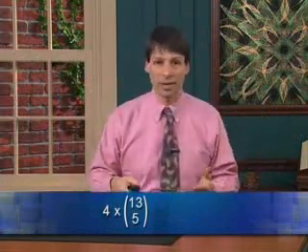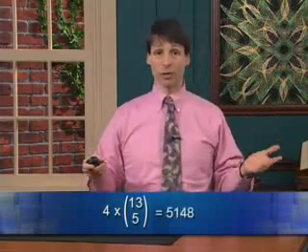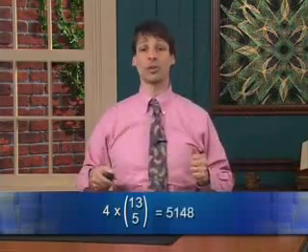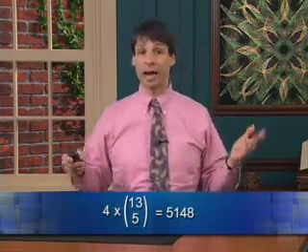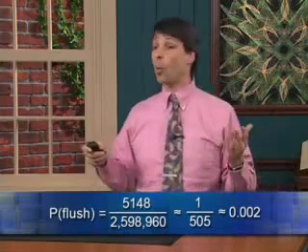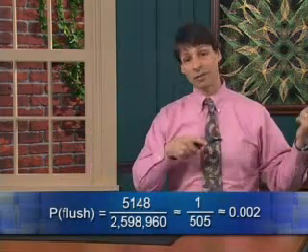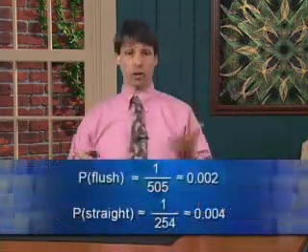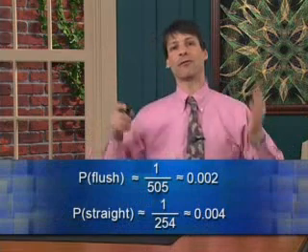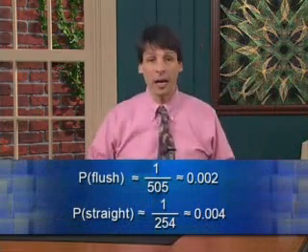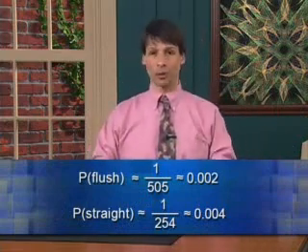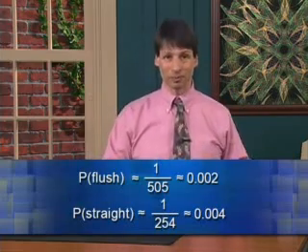And that can be done 13 choose 5 ways. So the total number of ways of doing it is 4 times 13 choose 5. That's a little over 5,000. And the probability then of getting a flush is about 1 in 500. By the way, if we compare that to the probability of getting a straight, which was about 1 in 250, we see that flushes are rarer, and that's why they're more valuable in the game of poker.